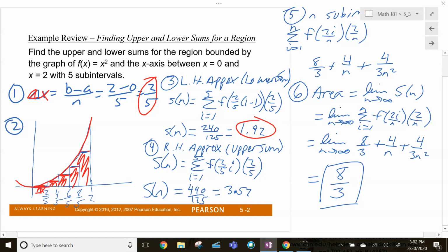And then we did the right-hand approximation. So now we went from the right-hand side. So this would be an over approximation. And you get 3.52, right?